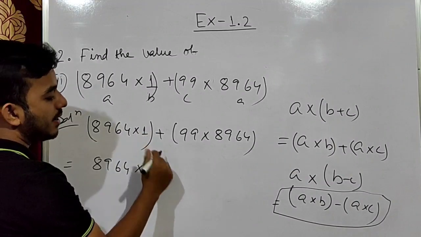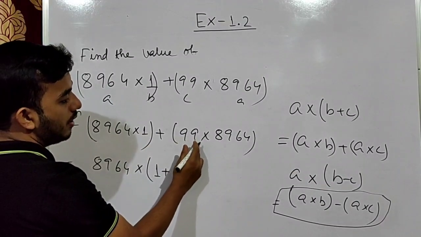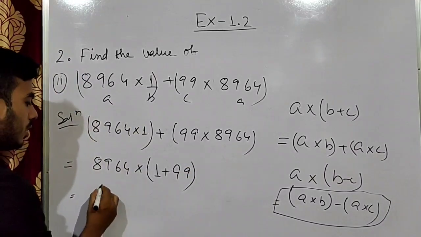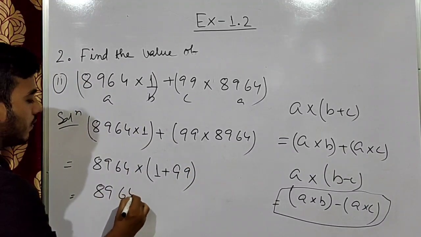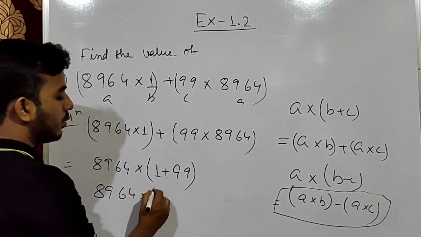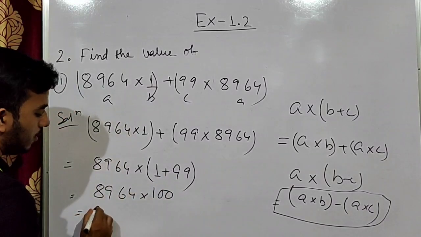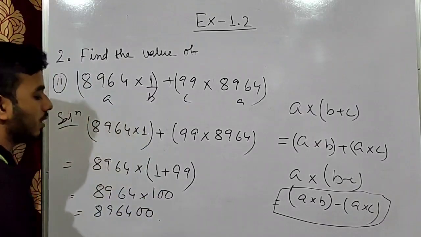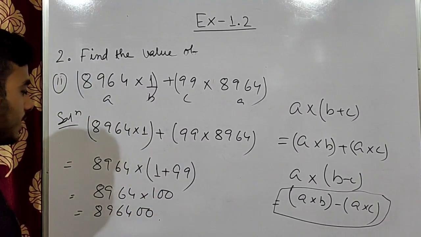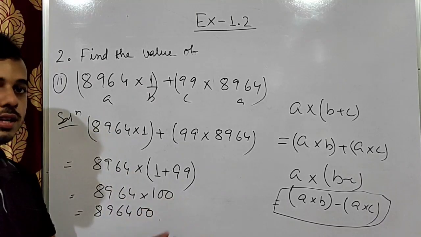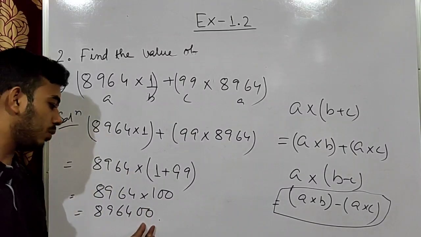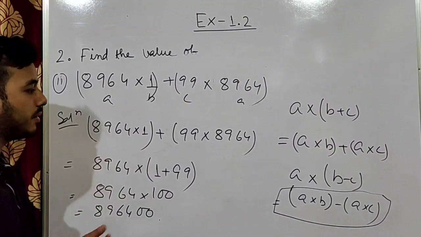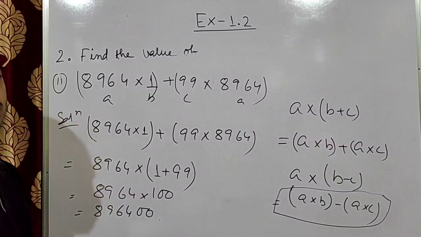Then after 1, what is the sign? It is plus. Then which number? It is 99. Then bracket close. Then 8964 into 1 plus 99 is what? 100. So 896400. This is very easy, right? Just write the number and put how many zeros are there. If it is 10, we will put only 1 zero here. If it is 1000, we will put 3 zeros, like this. So does it take any time? No, it doesn't take any time.